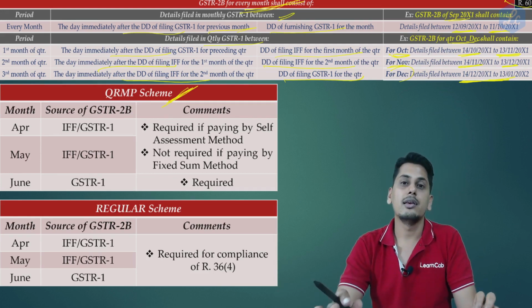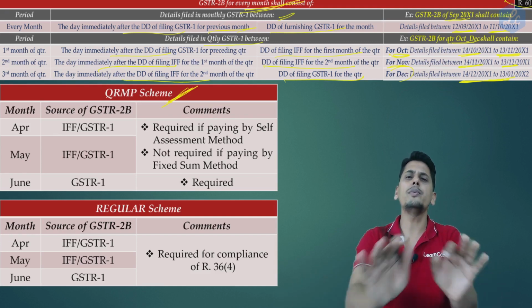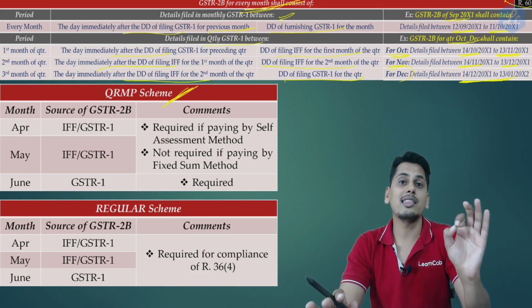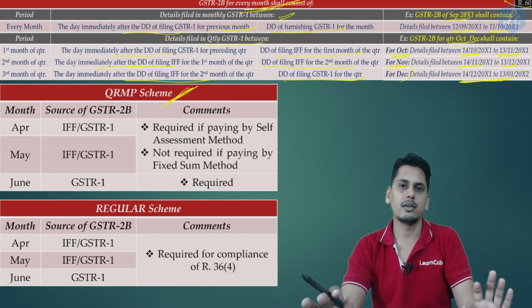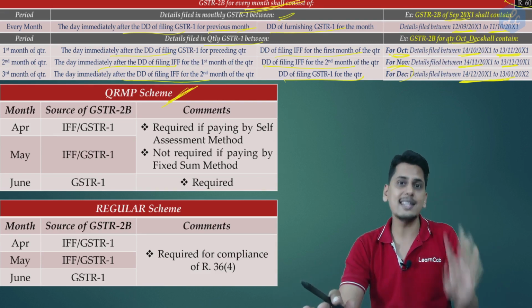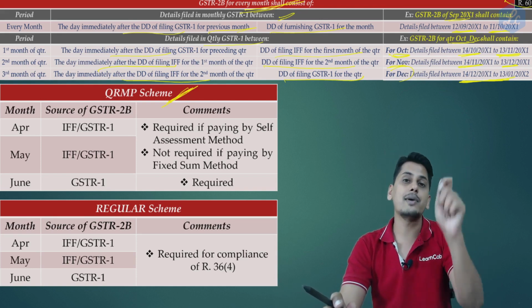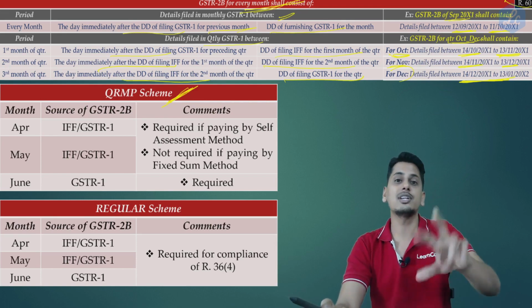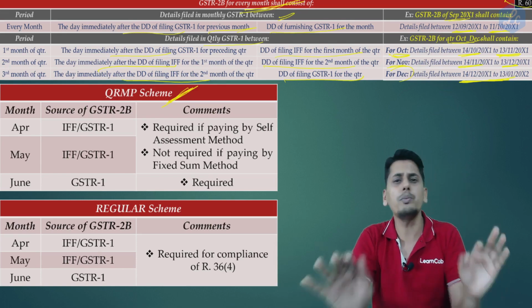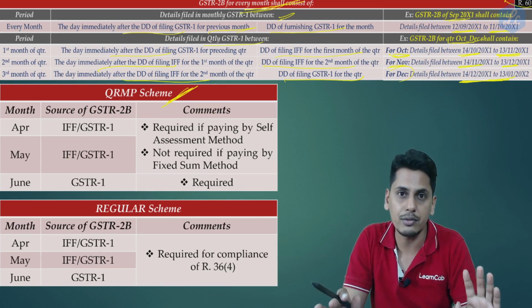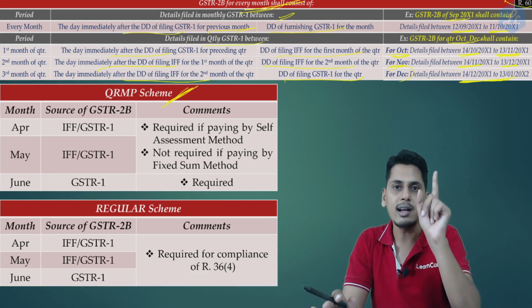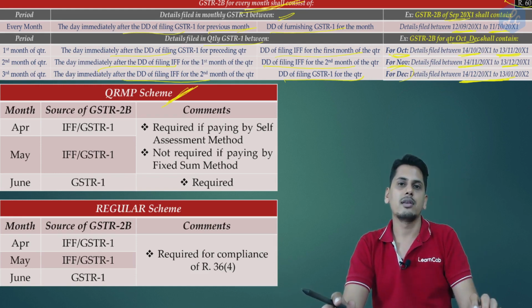However, if I am under the fixed sum method, 2B is not relevant for me for the first and the second month, because I am going to pay taxes based on the amount paid by debiting my electronic cash ledger in the preceding tax periods. 2B is not relevant for the first and the second month of the quarter under the fixed sum method.